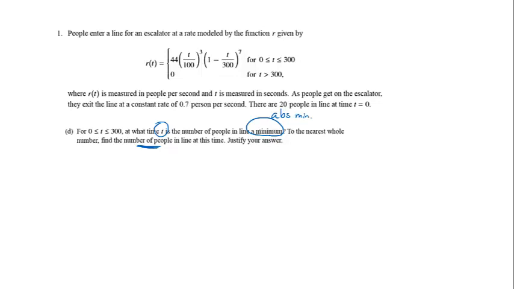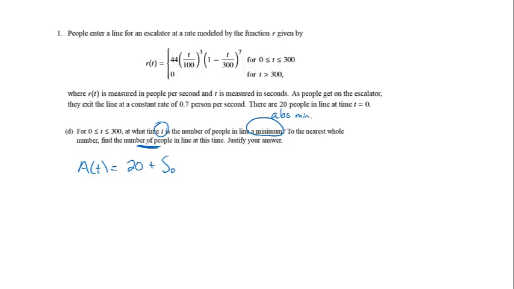So first of all, I need a formula to plug in to see what's going on. So I'm just going to call this the amount of people, A of t, and I'm going to use my initial plus in minus out function here. I know there are 20 people in line to start with. I'm going to be going from 0, and I don't know when I'm going to stop.